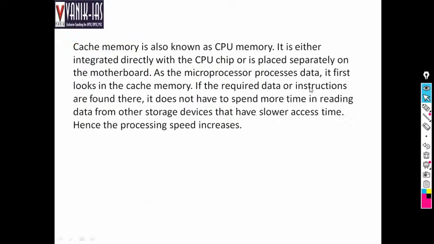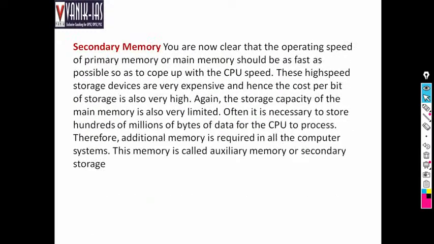Then secondary memory. Secondary memory is that memory which is stored in a memory card, pen drive or hard disk. These are secondary memory, and it is very cheap as compared to primary memory or cache memory. A huge amount of data is stored in secondary memory, but one fact is that it takes time to get access to it, right? In primary memory, you can easily get access to data.